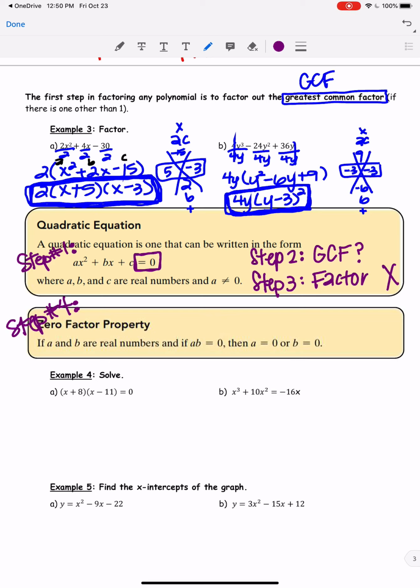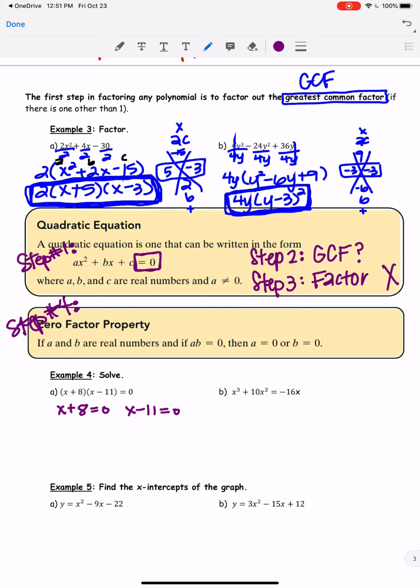So all you are doing is taking the multiples and setting them equal to 0. On example 4, solve, they've already done the hard part for us. This is already in factored form, where you've got parenthesis times parenthesis. So all you do for the zero factor property is set both of these multiples equal to 0. The first one is x plus 8 equals 0, and then you have x minus 11 equals 0.